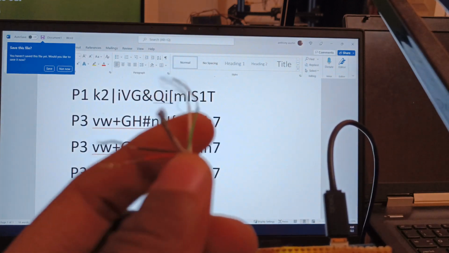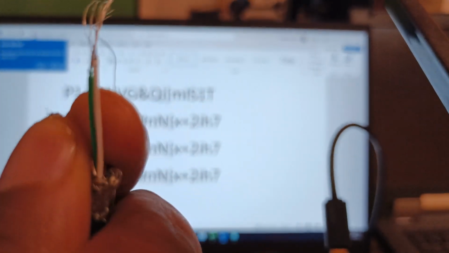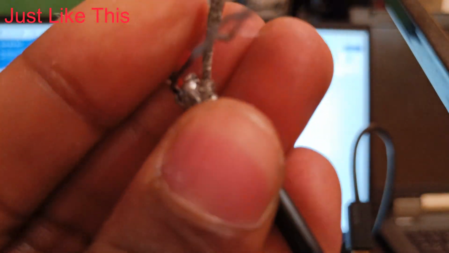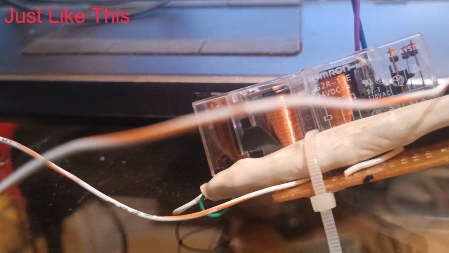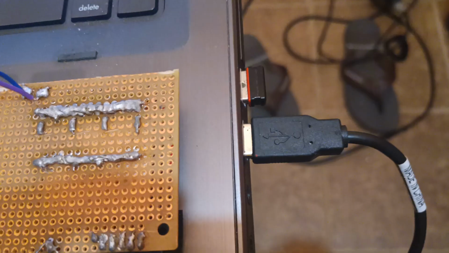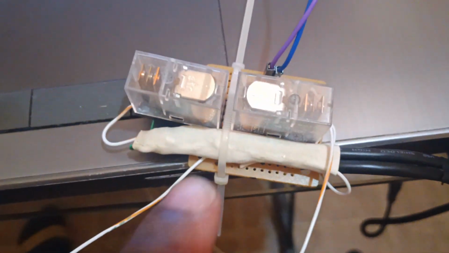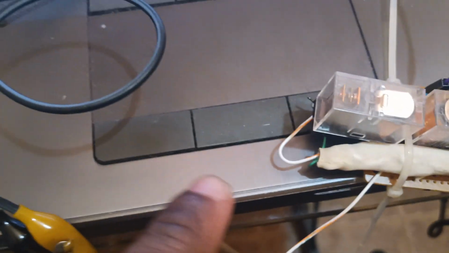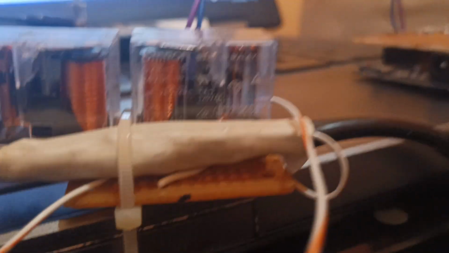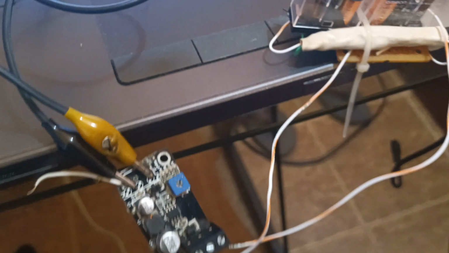So if you see this little wire here, these two, the green and the white, will be disconnected at all times, and these two will be the only two connected. So what we have here is the USB line. It comes in here where I splice the data, the positive and the negative data, which are connected to these two relays, and you see that gap there, that gap is the separation disconnecting the data lines.